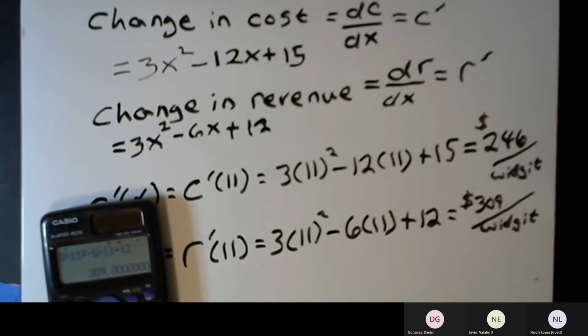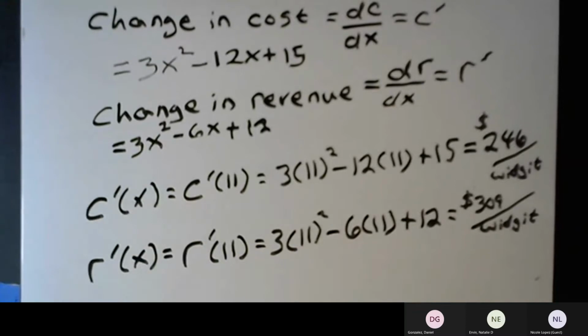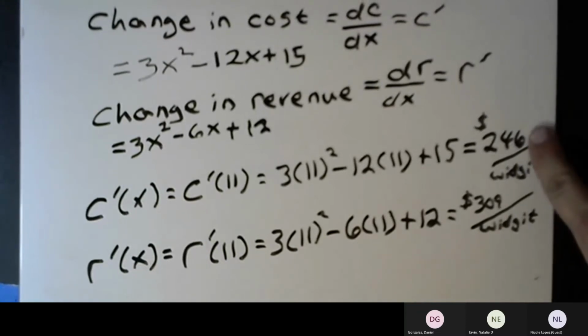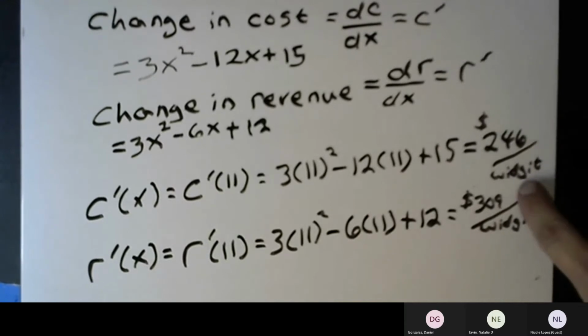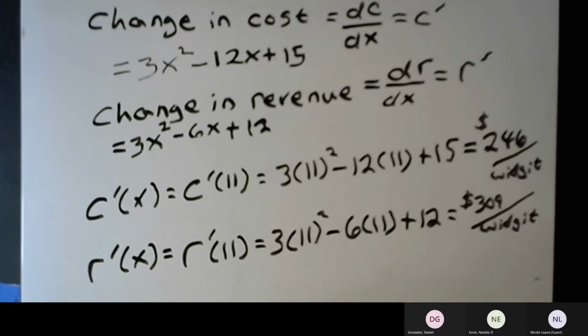So what this means is, if we increase production from say 11 to 12, we're going to increase cost by $246. We'll increase our revenue by $309. So any questions about that? All right.